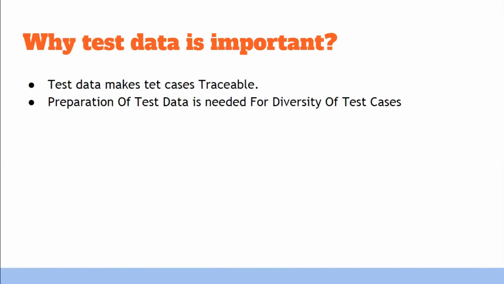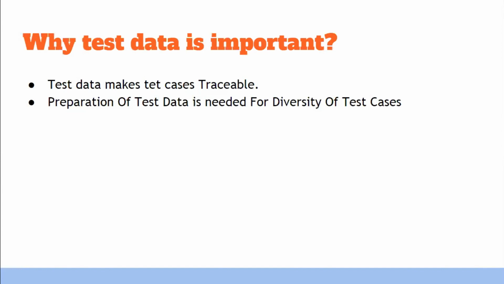So we need to check all the combinations there: registered user, unregistered user. And in the category of unregistered user or incorrect credentials, you can divide it further: correct username, incorrect password, or incorrect username and correct password, or incorrect username as well as incorrect password. These types of combinations we have to create, and these combinations can only be created based on your test data if you are giving the test data.